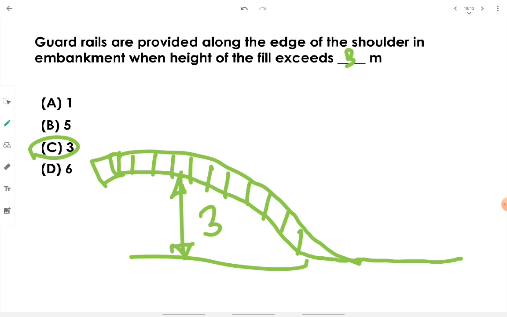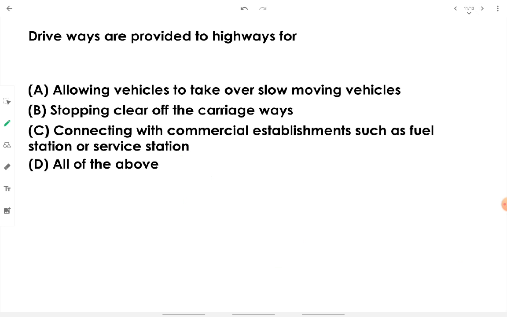Remember, when the height of fill of road in embankment exceeds 3 meter height elevation, then we are going to provide these metallic guardrails. Let's go to the next question.